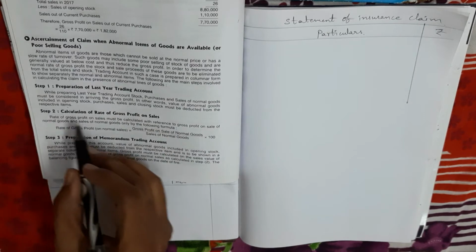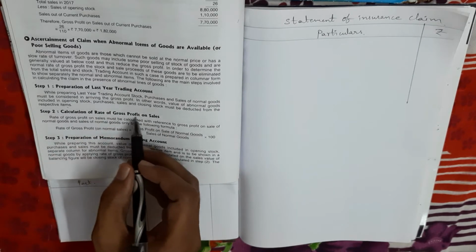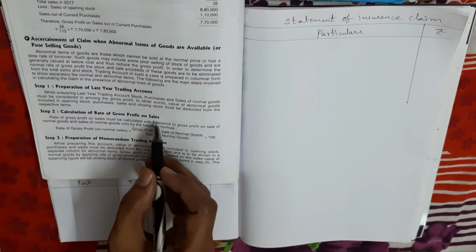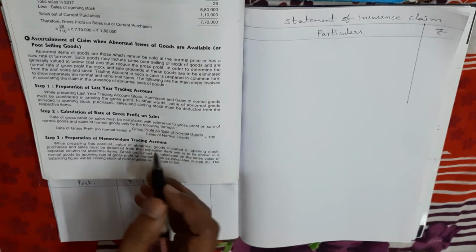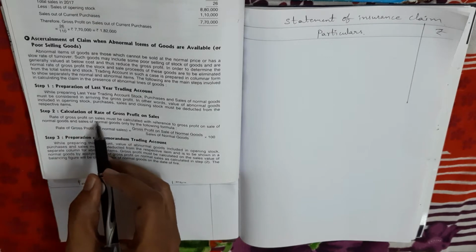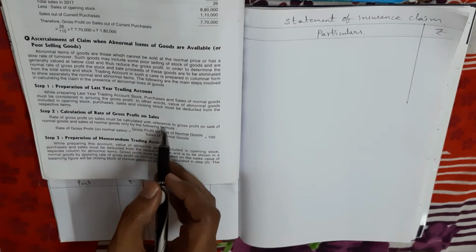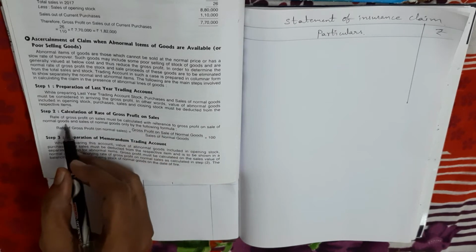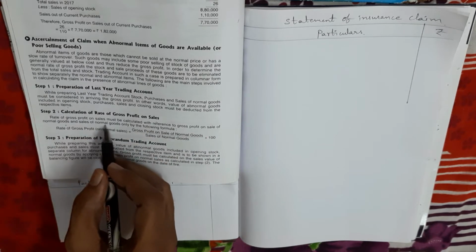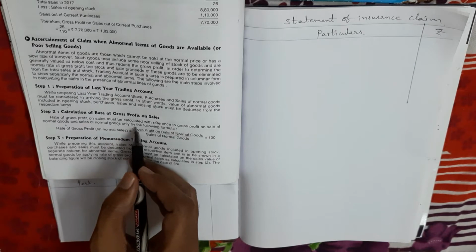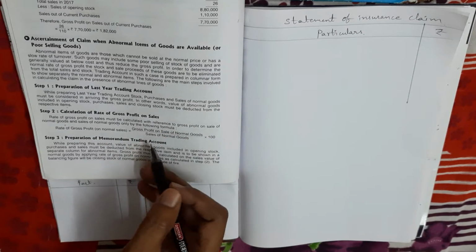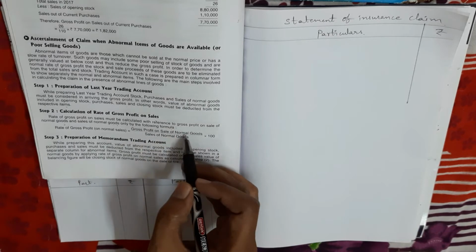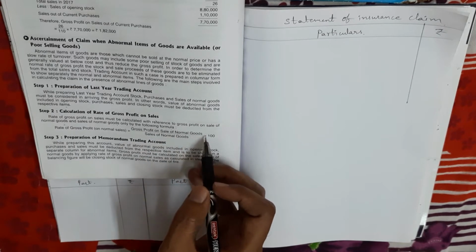Next, second step, calculation of rate of gross profit on sales for the current year. The rate of gross profit on sales must be calculated with reference to gross profit on sale of normal goods and sales of normal goods only, by the following formula. What is the formula here? The formula is the same, but we take only the gross profit on sale of normal goods, not abnormal items.